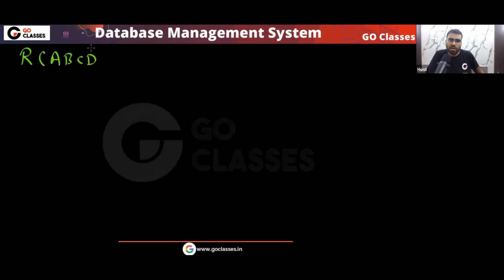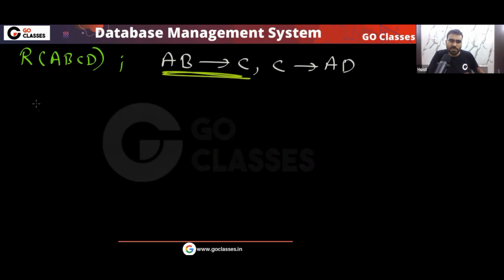We have attributes A, B, C, D, and these are the functional dependencies you can see: AB determining C, C determining AD. We agree that if I want to preserve this, then ABC must be together. Else this will be lost. So to preserve this is mandatory.